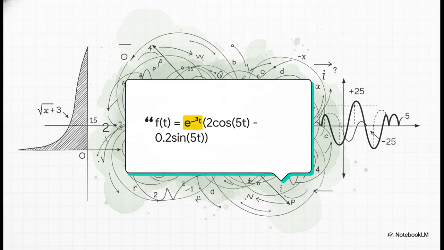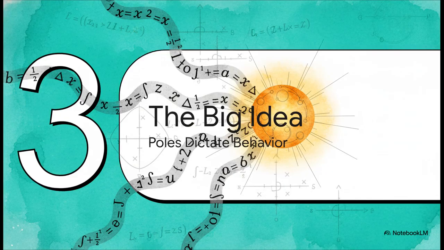Let's break it down. That s plus 3 part in the denominator, that gave us the decaying exponential, the e to the negative 3t. And the plus 25, that's our frequency squared, so we get our cosine and sine of 5t. It all fits together beautifully. So, we've just powered through a ton of algebra. But let's pause and step back for a second.